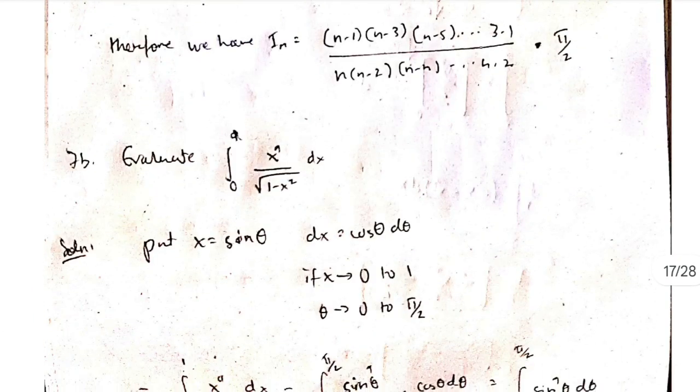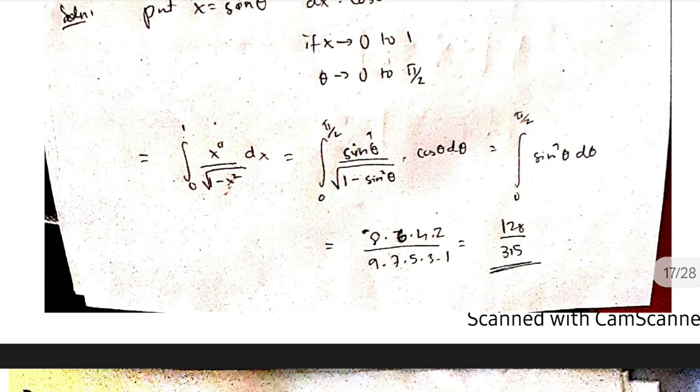What you will get is, starting from 8, 8 minus 2 is 6, minus 2 is 4, minus 2 is 2, divided by 9 into 7 into 5 into 3 into 1. Since it is odd, we will just multiply by 1 here. If it was even, like 10 instead of 9, you would multiply by pi by 2 also. So whatever answer you get after multiplication is your final answer.